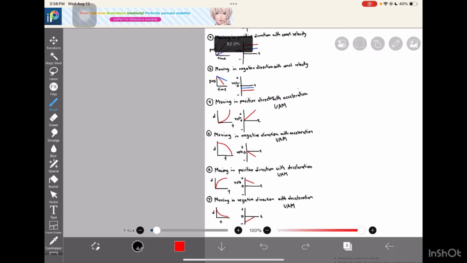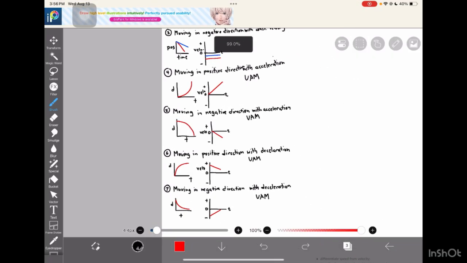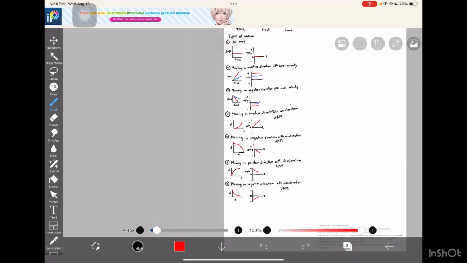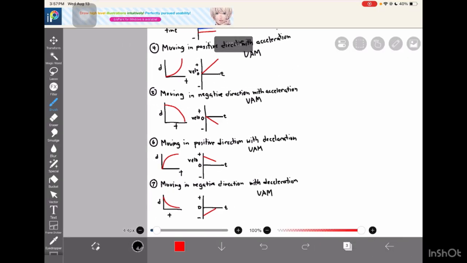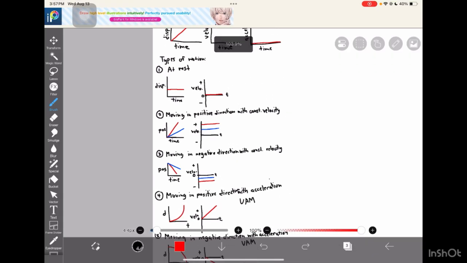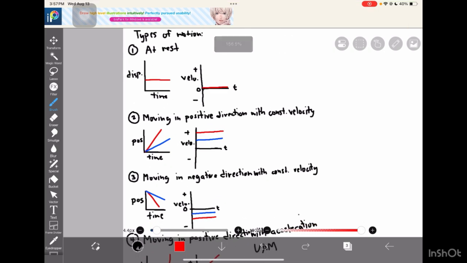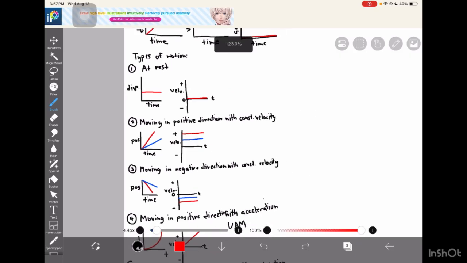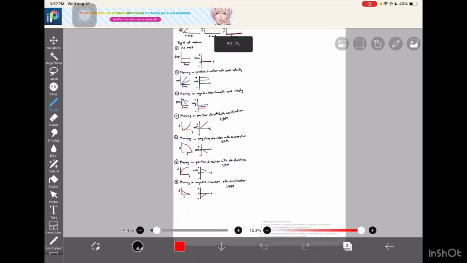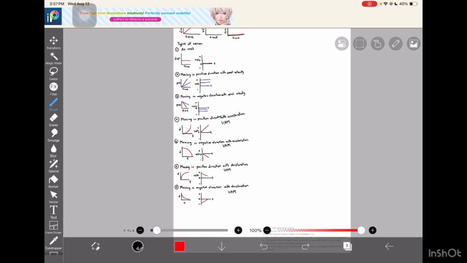So what have we noticed here, and what have we seen? Well, for UAM, we see that the velocity is not fixed, and the dt graphs show a curve. But for the non-UAM, the dt graphs are not curved, they're straight lines, and the velocities are constant. So just by looking at these graphs, you can immediately categorize which belong to UAM and which do not belong to UAM.